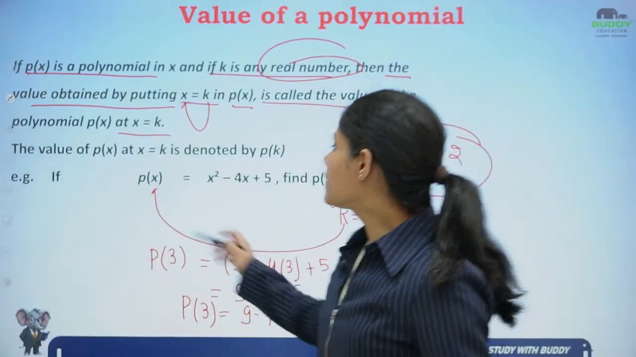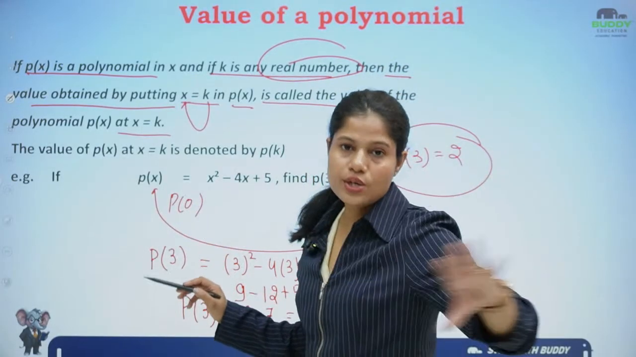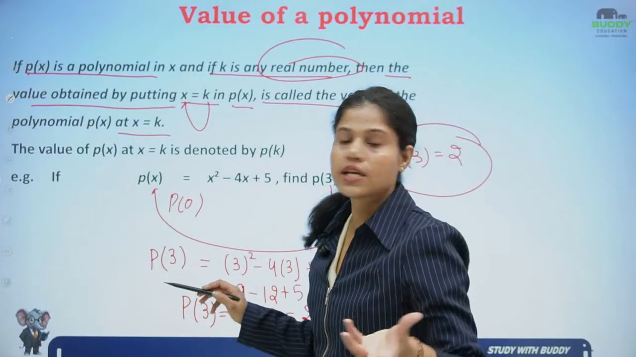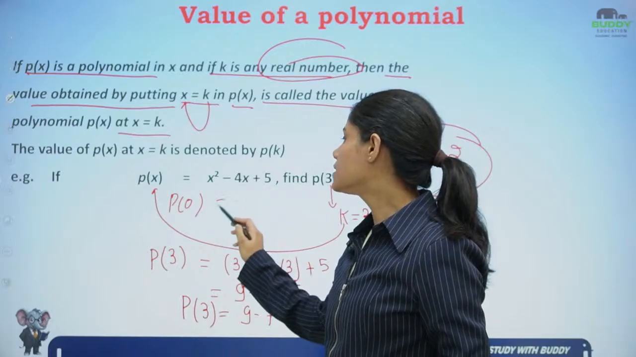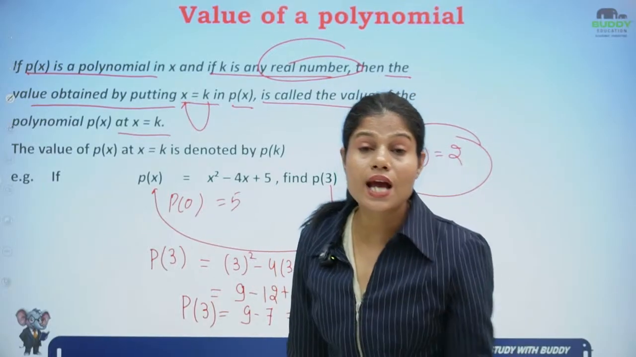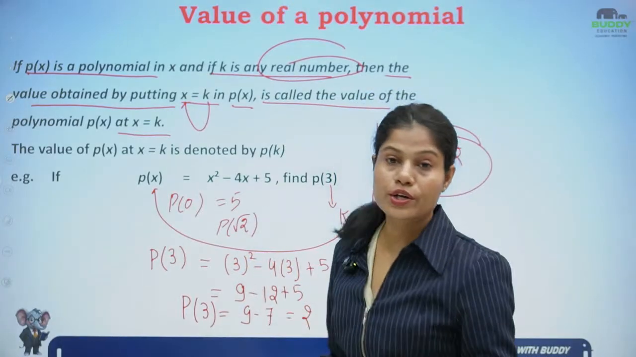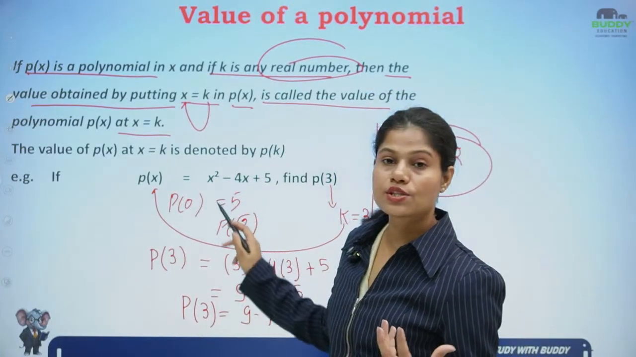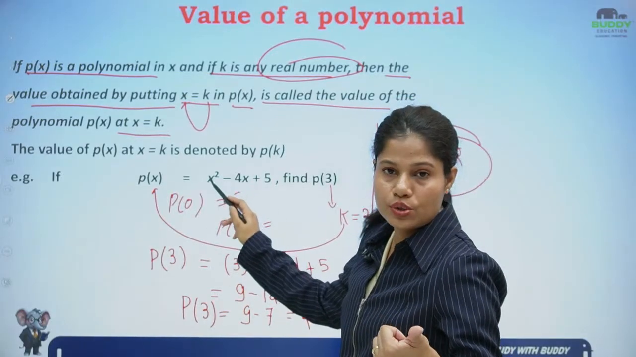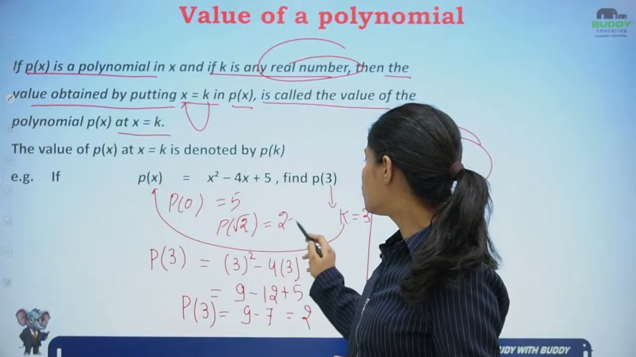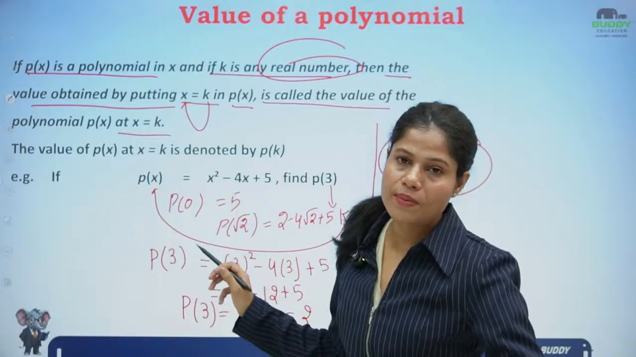Suppose I give you, find p(0). All you have to do is, wherever you see x, put the value 0. So this will be 0 square minus 4 into 0 plus 5, meaning p(0) will be 5. Now I may ask you to find p(under root 2). In place of x you can put under root 2. So this will be under root 2 square, which is 2. This will be 4 root 2, and then this will be 5. So the final answer will be 7 minus 4 root 2.